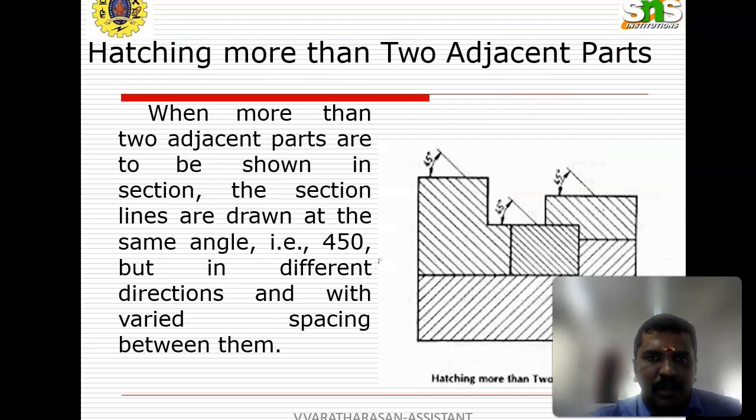For hatching more than two adjacent parts, when more than two adjacent parts are shown in section, the lines are drawn at the same 45 degree angle but in different directions, with varied spacing between the hatching lines. Up to this point, we will stop this video lecture. In the next video, we will continue with how the section line will be useful for further processes. We will see in the next video.